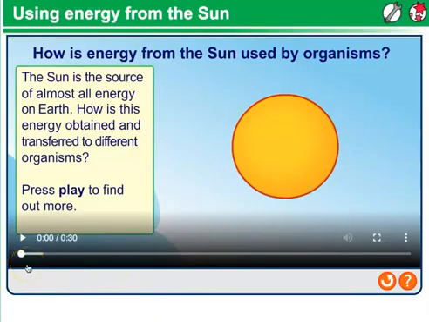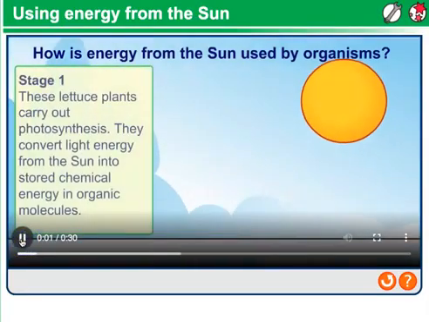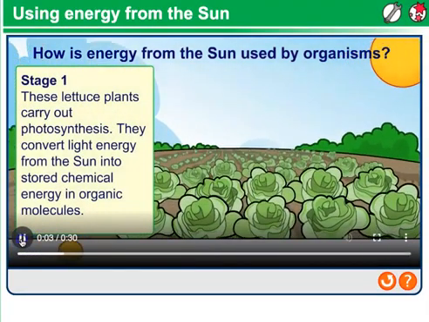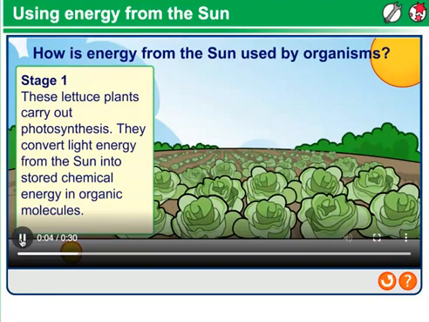So how is this energy from the sun used by organisms? The sun is the source of almost all energy on Earth. How is this energy obtained and transferred to different organisms? Stage 1, these lettuce plants carry out photosynthesis. They convert light energy from the sun into stored chemical energy in organic molecules.